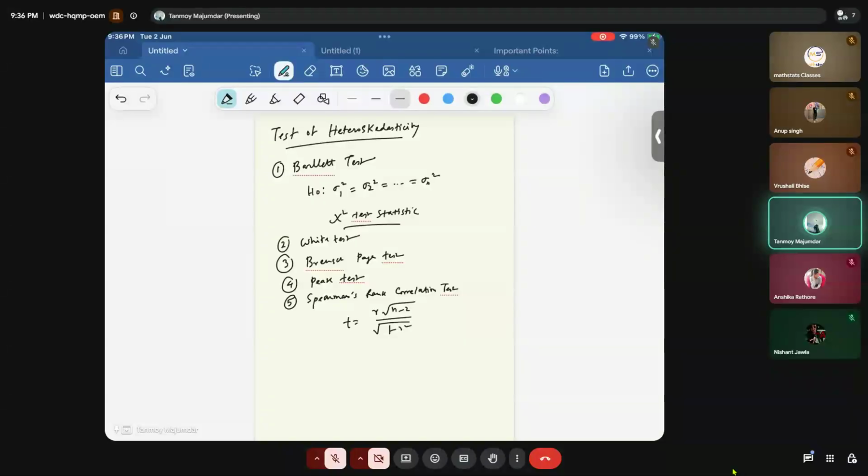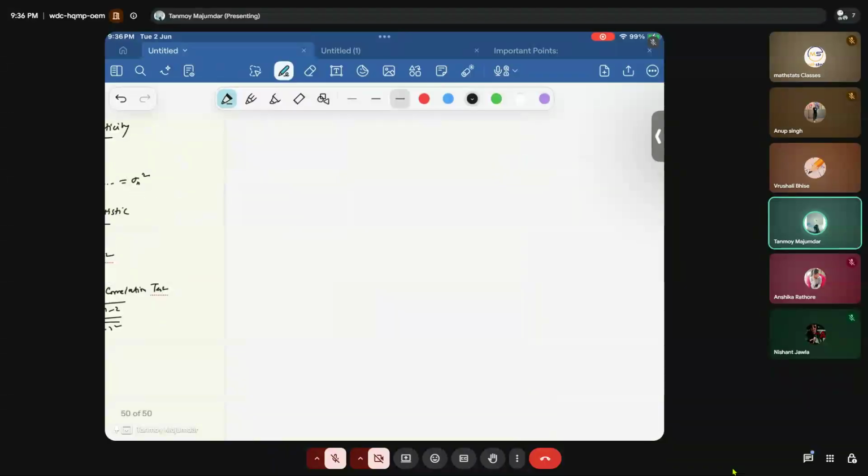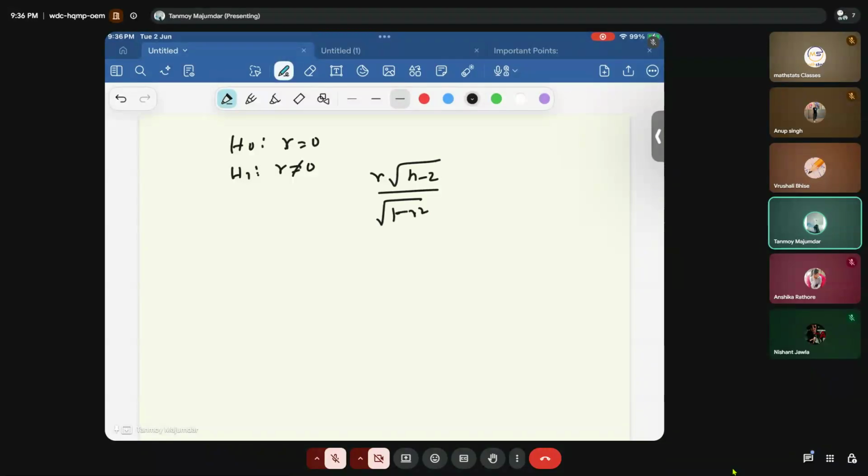For Spearman, it will be n-2. The test we are using is a test of correlation where the null hypothesis is r equals 0, and the alternative is r not equals 0. So the distribution of r times root of n-2 by root of 1 minus r square is t with n-2 degrees of freedom. Right. This is the test for the population correlation coefficient for two variables x and y.